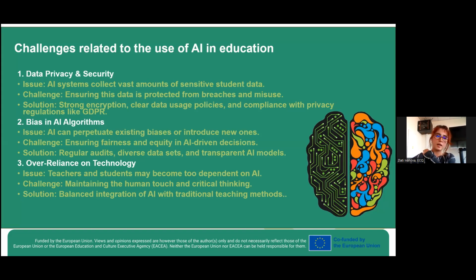We also have bias in AI algorithms, which again is not teachers' business, but the business of the people who create the AI algorithms. They have to ensure that the algorithms are fair and driven by equity, which could be done through regular audits and transparent AI models. Of course, at school, we have over-reliance on technology, which we already observe, where students can become too dependent on AI, use it too much and stop thinking critically on the topics that they're studying, which could be buffered by the human touch, by the teacher and by one-on-one interaction, where the traditional teaching method is combined with the innovative use of AI.